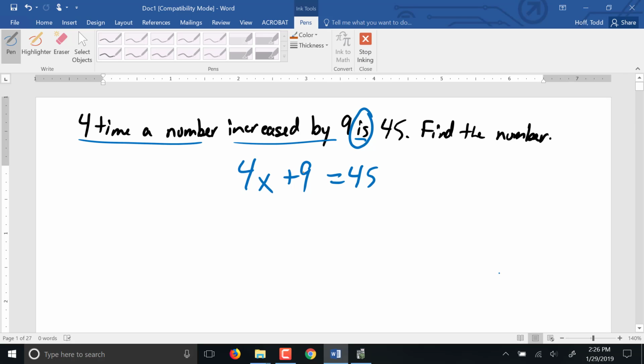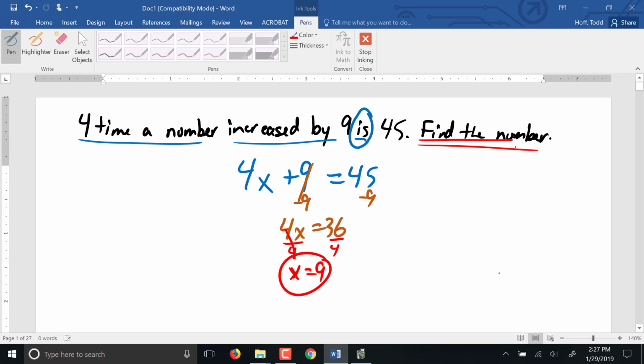From what we saw yesterday, you guys are pretty good at this. You just subtract the 9. 4x equals 36. And we divide by the 4 to get rid of the 4. X equals 9. Then we have to make sure that we've answered the question. It's asking us to find the number. We did. We found that x equals 9.